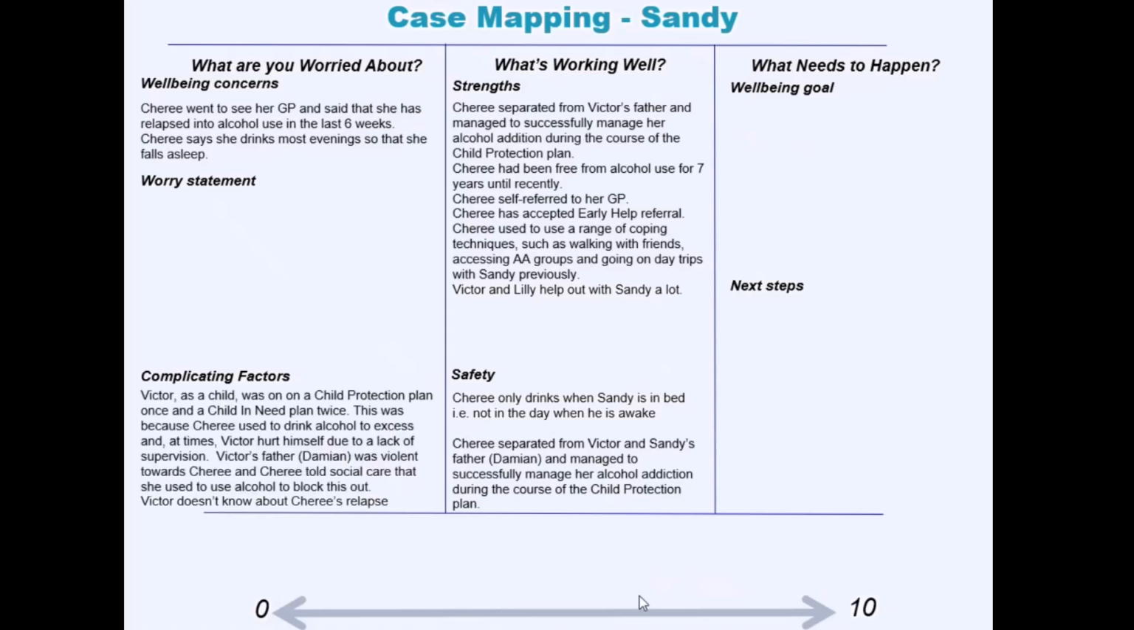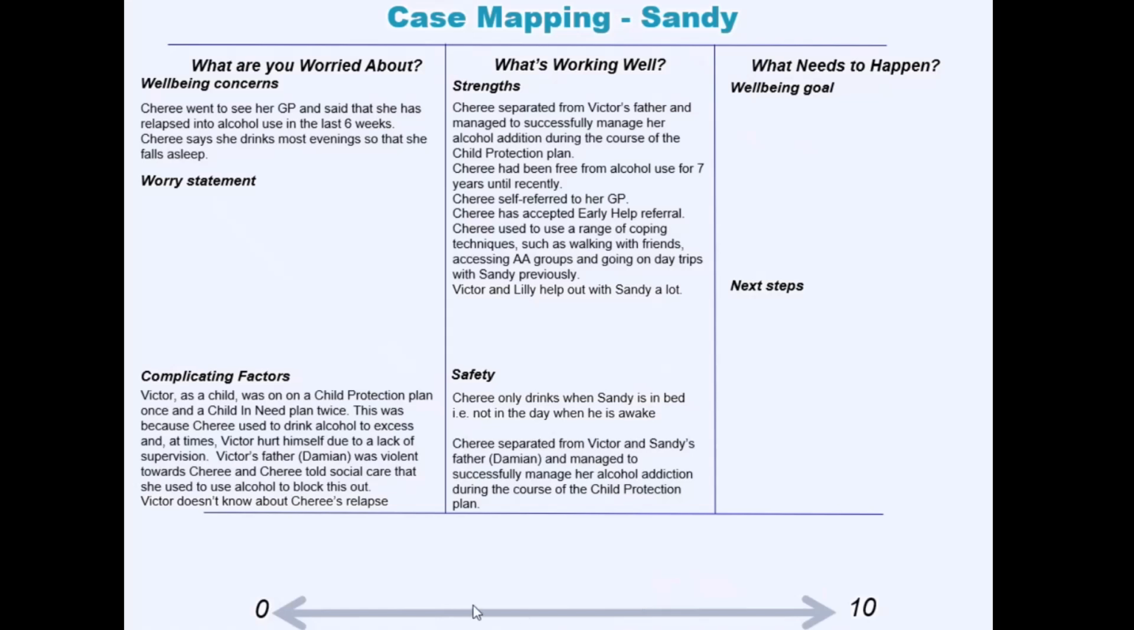In complicating factors, we've got that the older child was in a child protection plan and child in need plan twice. This was because of mum's drinking, poor supervision, and the dad was violent towards mum and she used to block it, used alcohol to block this out. All of that is historical about the older child, not about this child, hence it's in complicating factors, not harm. And also Cherie is not told some of her network, so Victor, about this relapse.